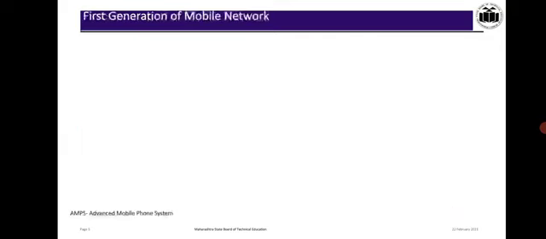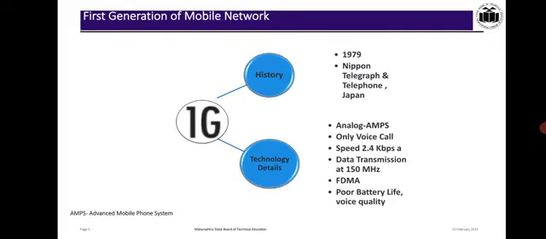Now let us move to the first generation of mobile network in detail. The first generation of mobile network was introduced in 1979 by Nippon Telegraph and Telephone, Japan. It was used for voice services and was based on a technology called the Advanced Mobile Phone System. The AMPS system was frequency modulated and used frequency division multiple access. The speed is 2.4 kbps.